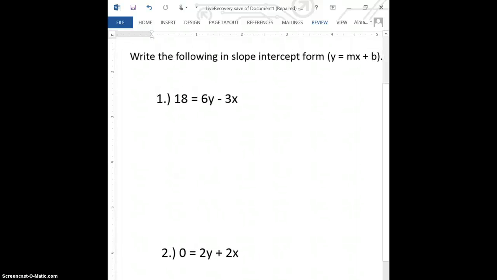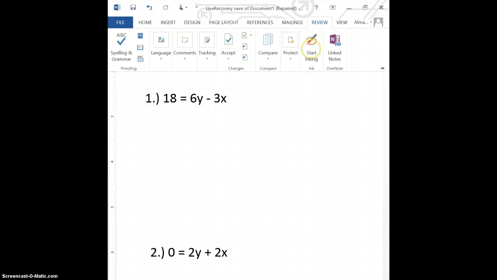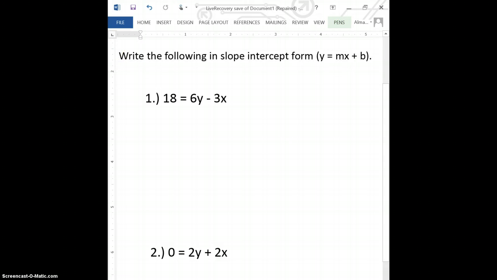We are trying to write the following in slope-intercept form. We're trying to rewrite this equation in terms of y equals mx plus b. So we need to solve for y. We need to get the y by itself. So I'm gonna first begin by drawing my line. Then, since I'm trying to get the y to equal something, I'm going to circle that because now I know that is what I need to get on a side by itself.